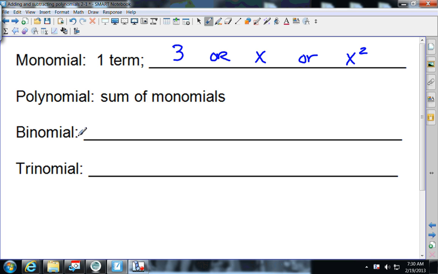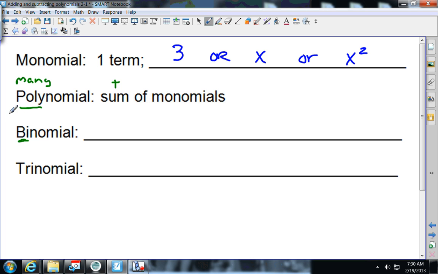A polynomial, if you think about it, the prefix poly, what does poly mean? We should know it means many. So poly is like when there's many terms. There's lots of them. It's the sum of monomials. Remember, sum means addition. So a polynomial is going to be when there's lots of monomials, lots of one terms added all up together.